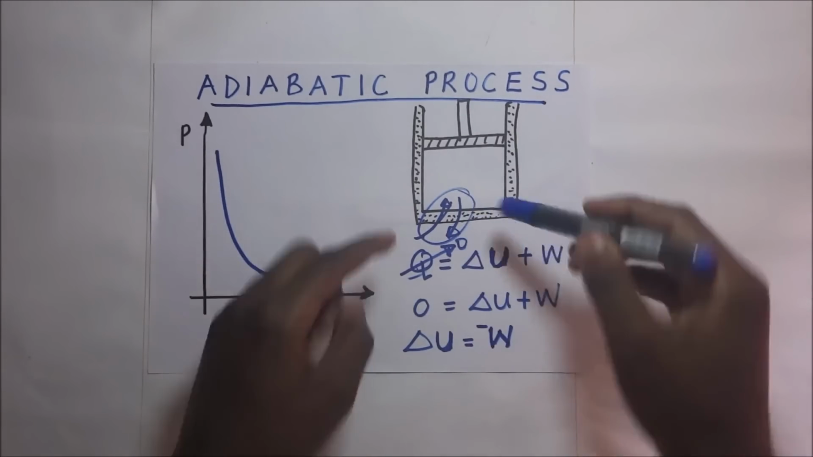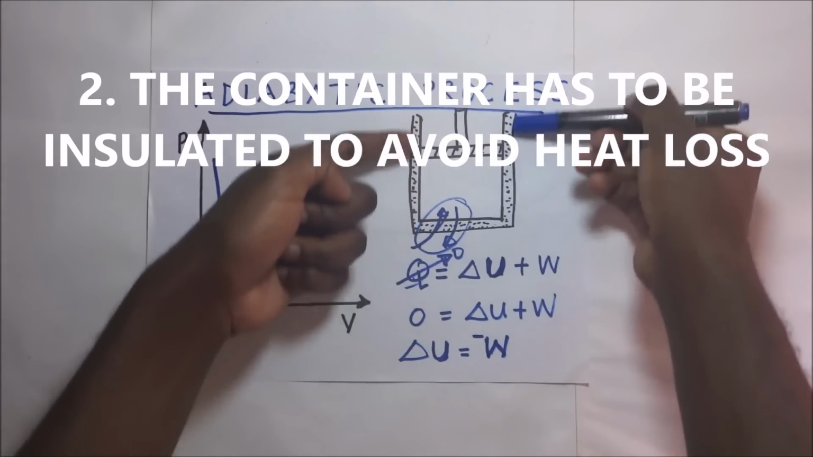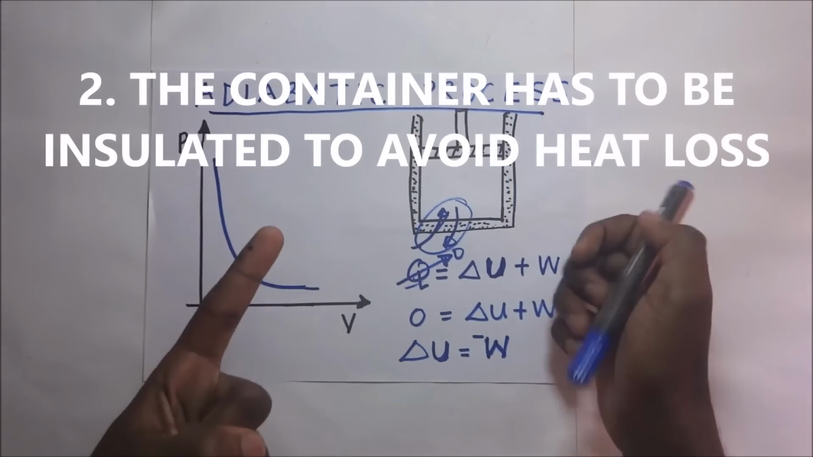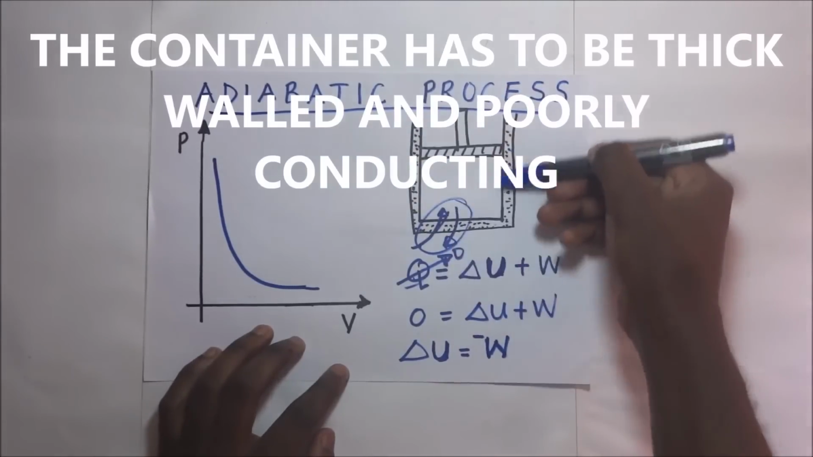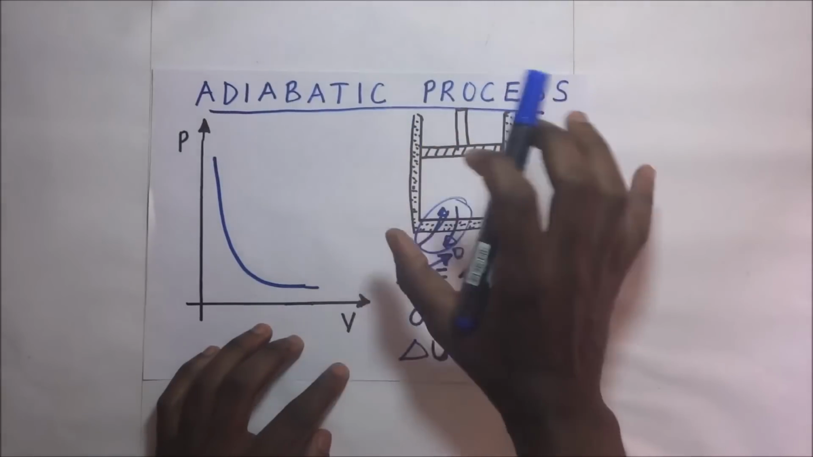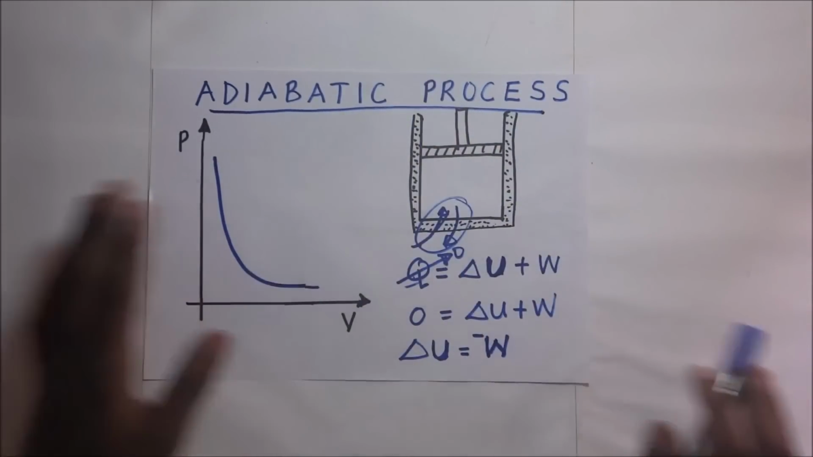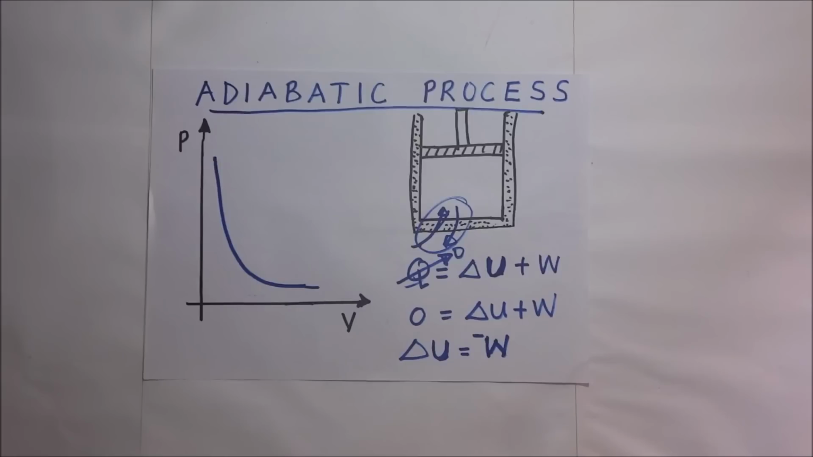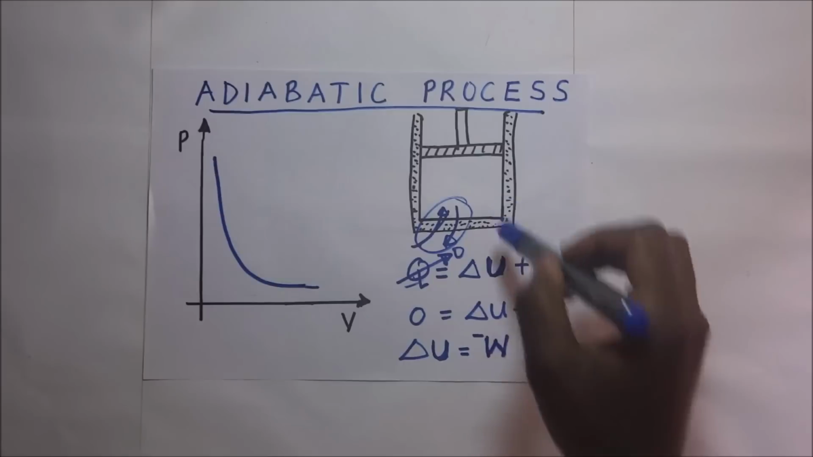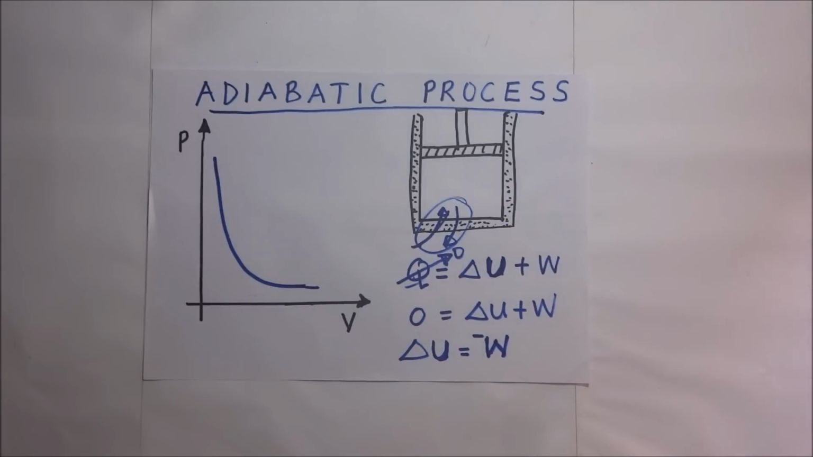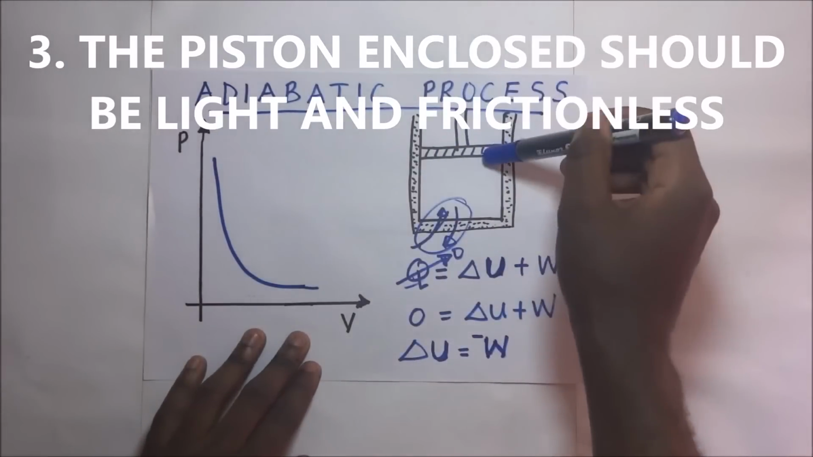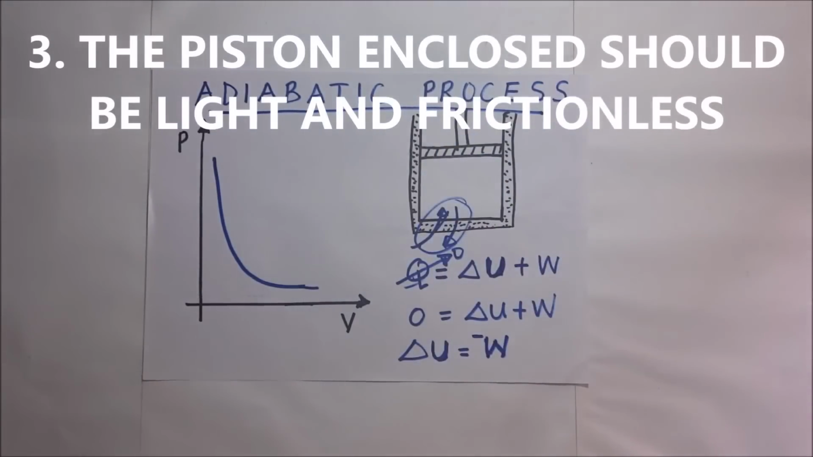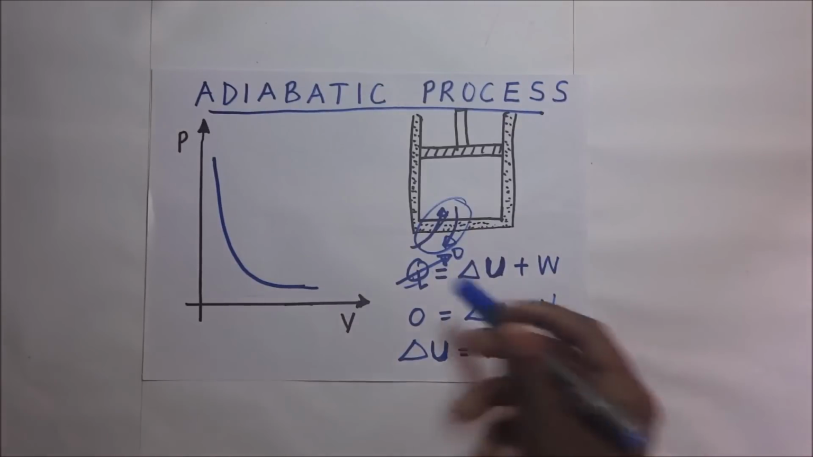The second condition is, like you're seeing, this container has to be insulated, and its walls have to be thick, so that heat cannot be conducted. In other words, the container has to be insulated to avoid heat loss. On top of that, the vessel has to be thick-walled and poorly conducting. Then the other condition is that this piston that is moving down should be light and frictionless. These are the conditions for an adiabatic process.